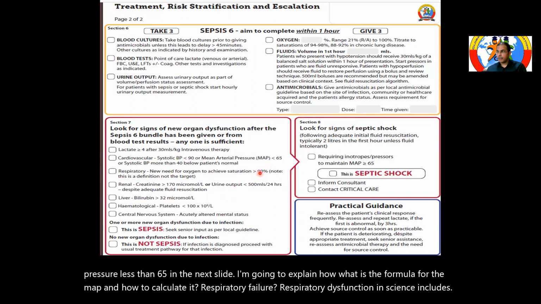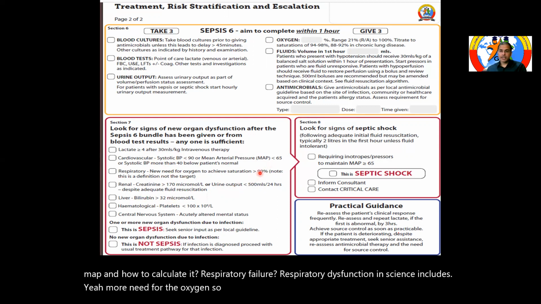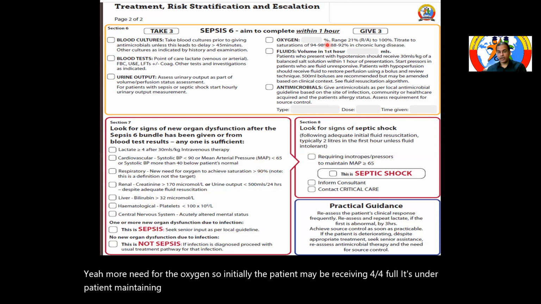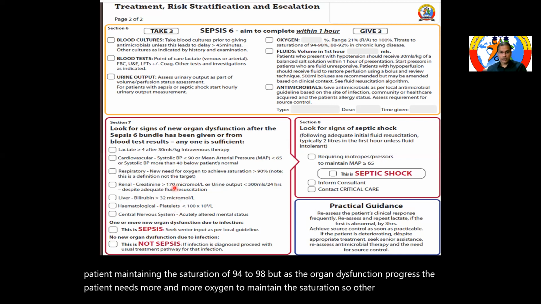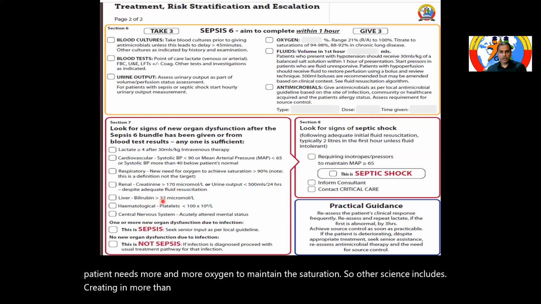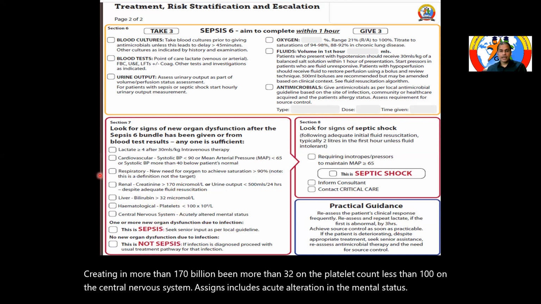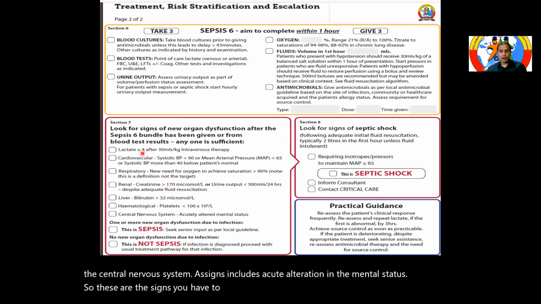And respiratory failure, respiratory dysfunction signs include more need for the oxygen. So initially, the patient may be receiving 4 liters and the patient maintaining the saturation of 94 to 98. But as the organ dysfunction progresses, the patient needs more and more oxygen to maintain the saturation. So other signs include creatinine more than 170, bilirubin more than 32, and platelet count less than 100. And the central nervous system signs include acute alteration in the mental status. So these are the signs and the laboratory data you have to monitor to identify the new organ dysfunction.